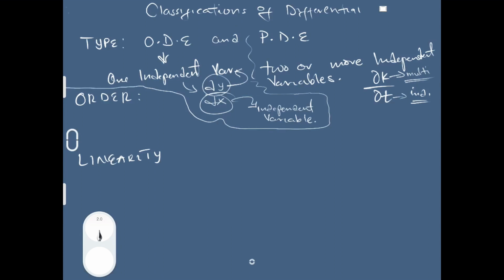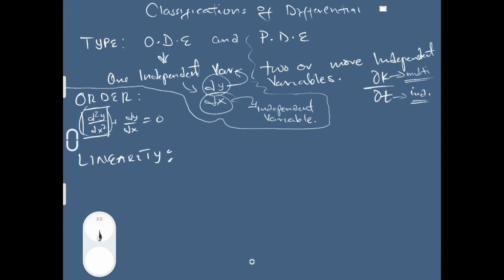The order of a differential equation is that of the highest derivative in our equation. Say we had an equation, d2y dx squared plus dy dx equals 0. The order of this equation is 2, because the highest derivative in the equation is of order 2.